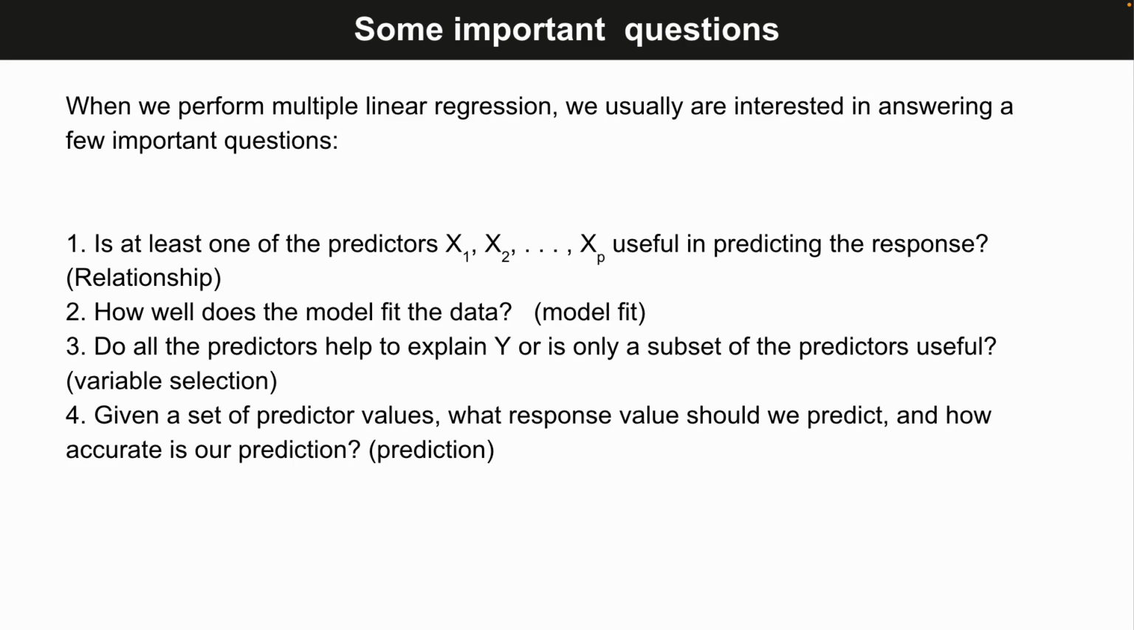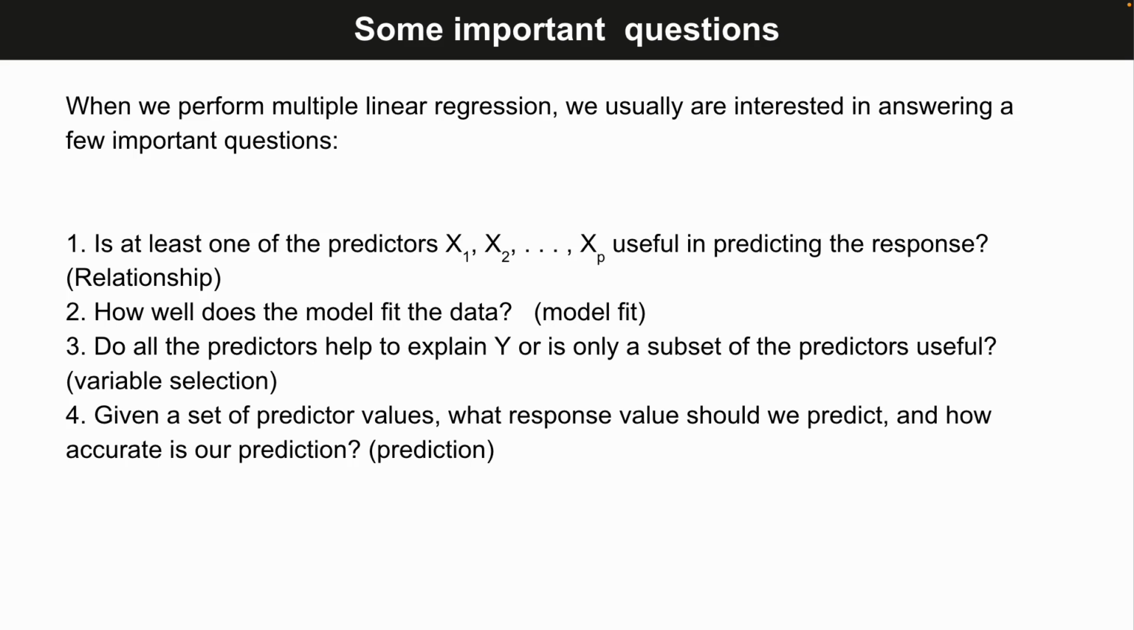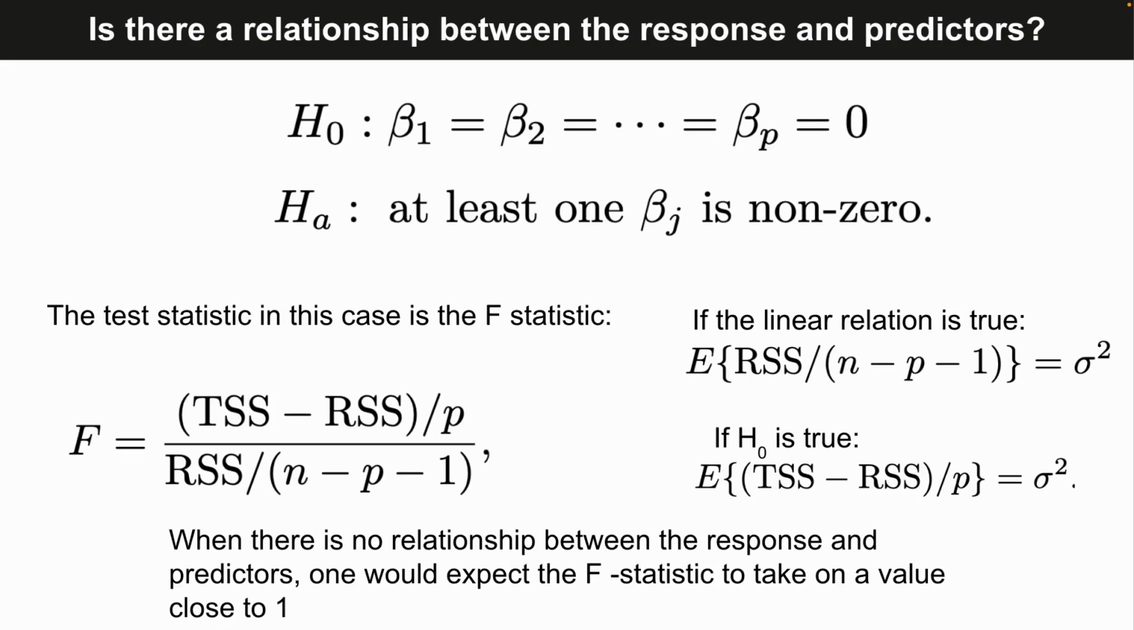So the first problem, does a relationship hold, right? That is a test for the simplest hypothesis which we had, which is beta 1 to beta p is equal to 0. That's your null hypothesis. The alternate hypothesis in this case is at least one beta j is non-zero, right? The question that we are asking is, is there at least one predictor variable that has a linear relationship with the response? That's the first question that we are trying to answer. And this is the test of that hypothesis.